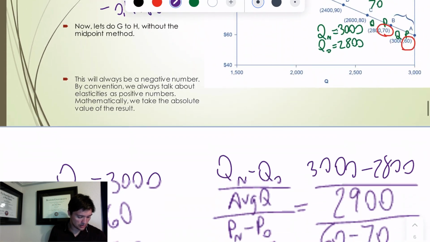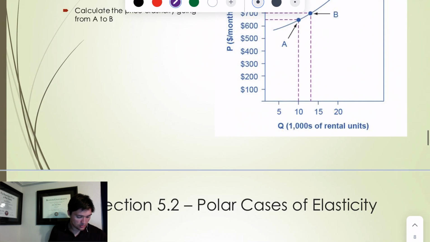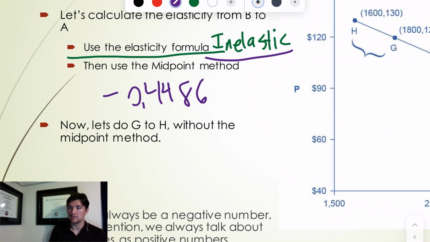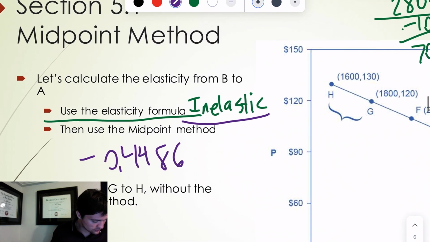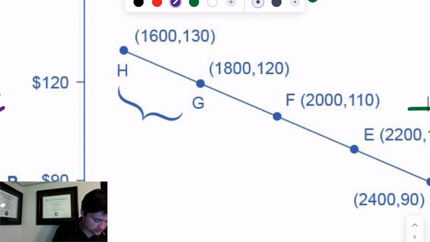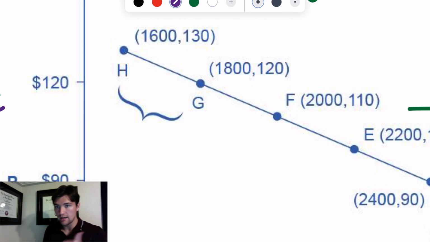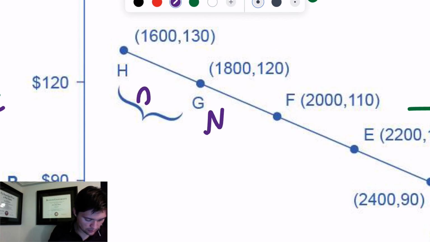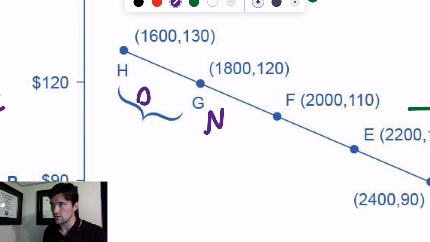Let's do G to H, without the midpoint method. So we'll use new minus old divided by old. It's got a good ring to it, right? New minus old divided by old. We're going G to H. So G is the old, H is the new. See how I did the thought process? G to H. G is the old, H is the new. So new, old. G to H. Nope. There we go.